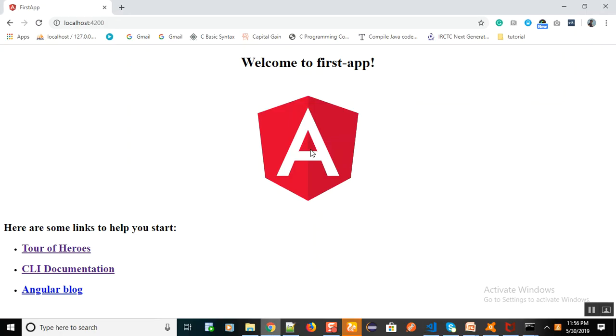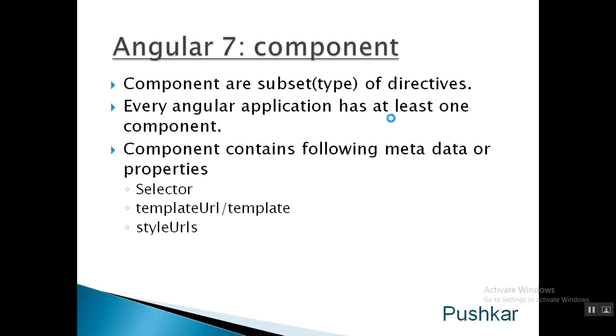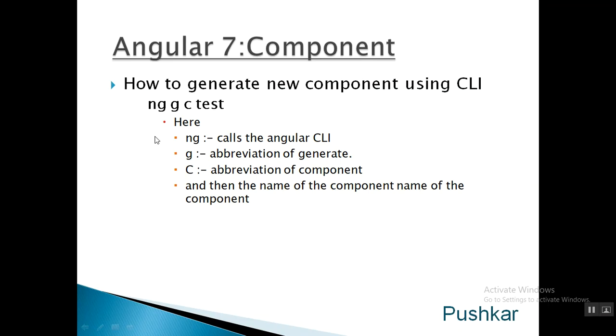Next, how can we create a component using the command line? For that we have one command: ng g c name-of-the-component. Here ng calls the Angular CLI, g stands for generate, c stands for component, and then the name of the component. If you want to create a component inside any folder, then we can type the name of the folder, slash, name of the component.